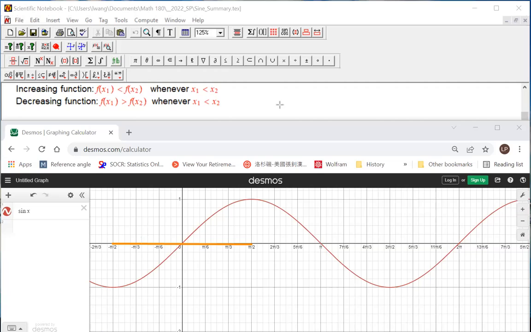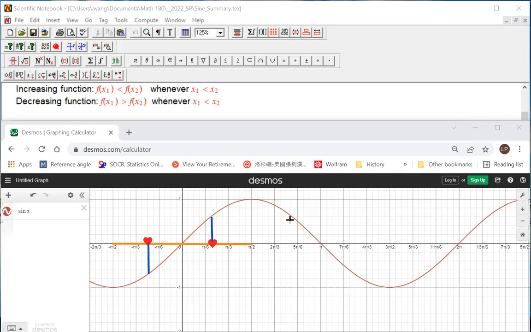For an input here, there's an input here, there's an input there, and their respective outputs have this relationship. So the output for x2 is always larger than the other one when this input is less than the other one. But anyway, it works.